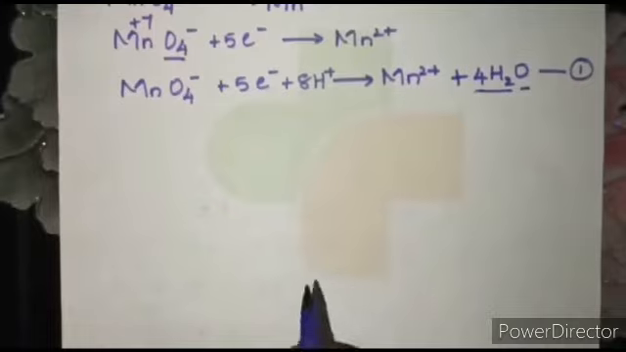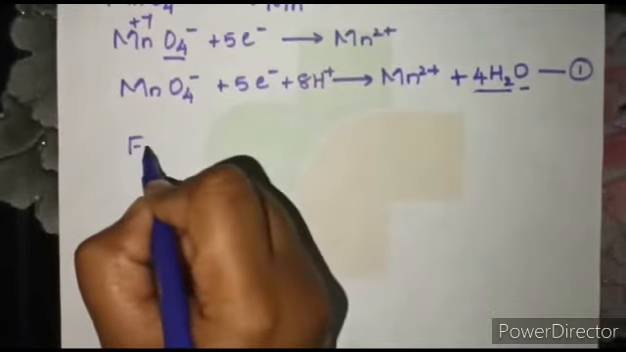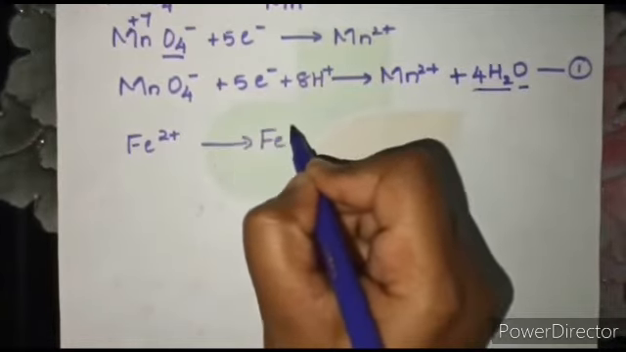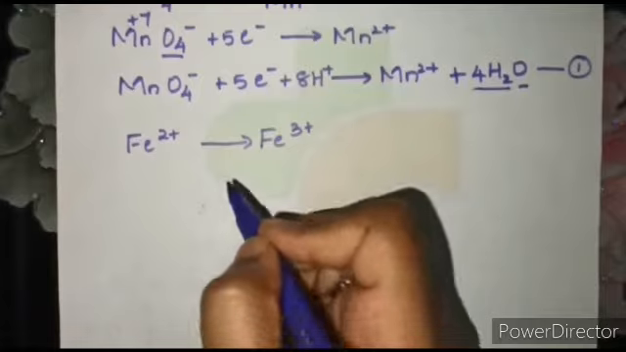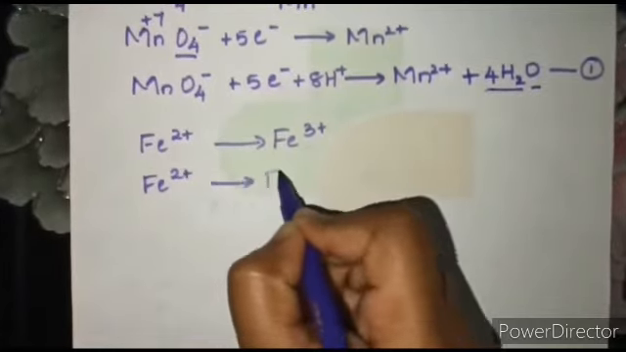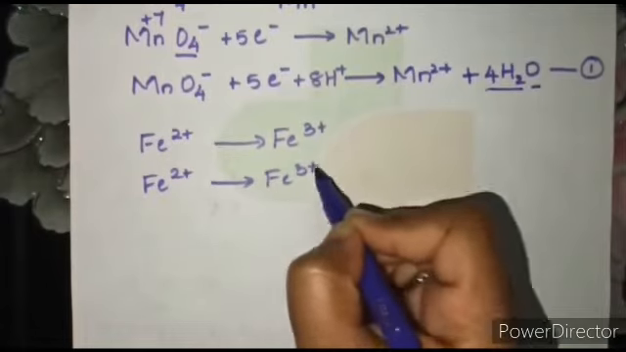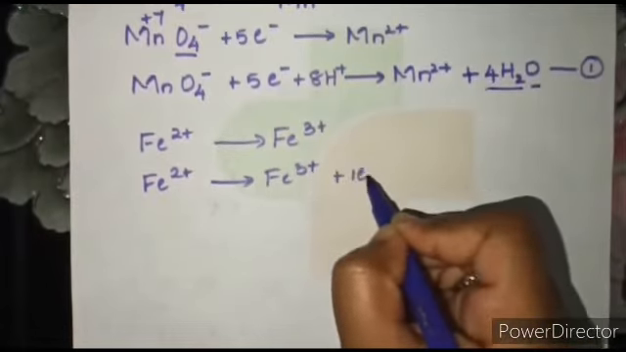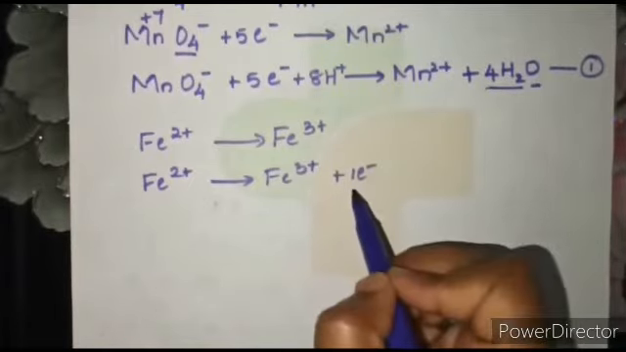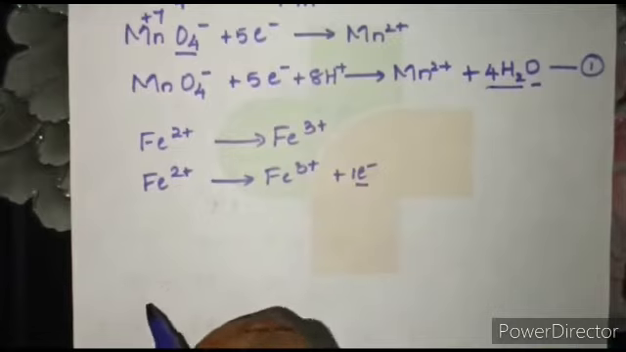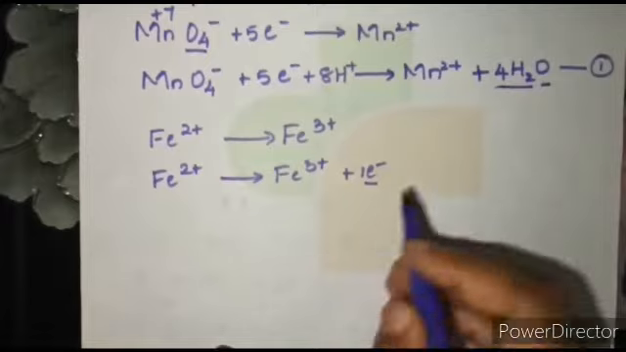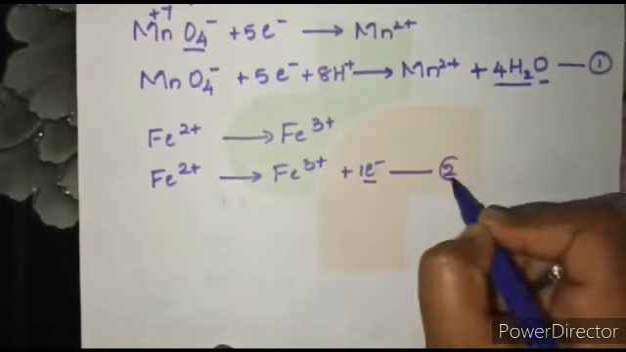Now the other half. Fe2+ will be giving Fe3+. Now how did Fe2+ become Fe3+? By the loss of 1 electron. Henceforth you write plus 1e. Next, you put this as equation number 2.